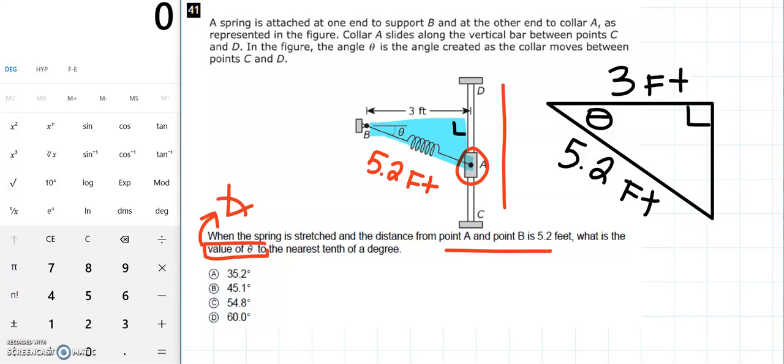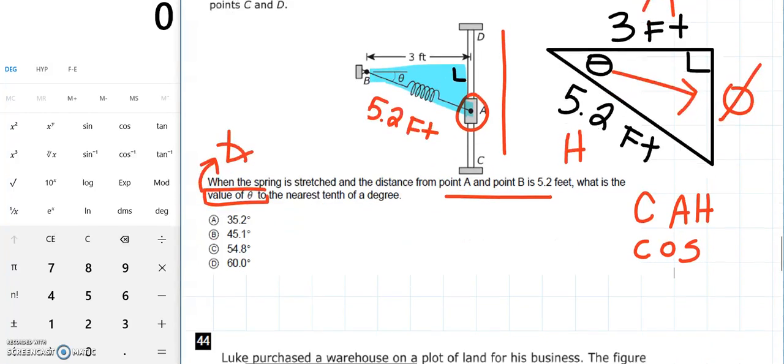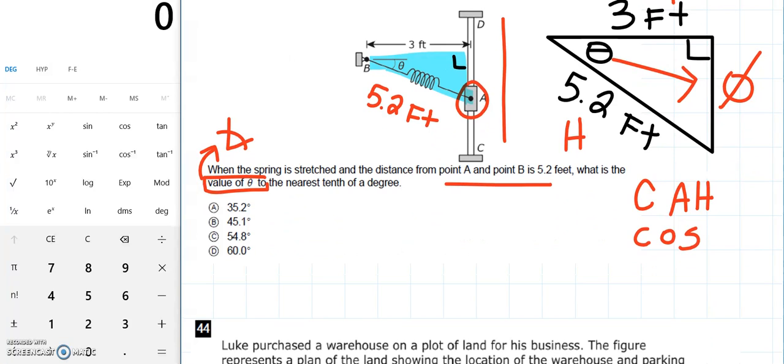Now we start off by labeling in our opposite, adjacent, and hypotenuse. Here's our opposite. Notice we don't have it. Our adjacent is the 3 feet, and then our hypotenuse is 5.2 because it's across from the right angle. So we're going to use a trig function that uses A and H because those are our only two side lengths, which means we're using cosine. So we're going to set up our trig function. We're going to write down cosine of theta equals our adjacent, which is 3, over our hypotenuse, 5.2.